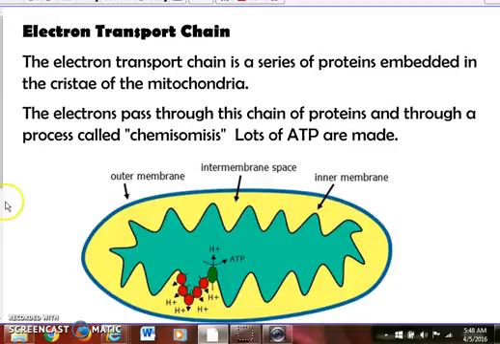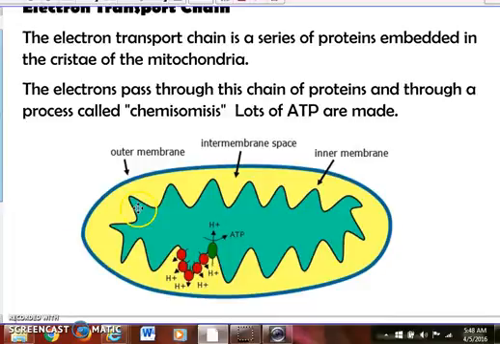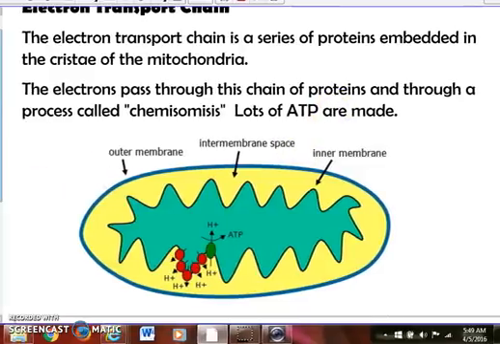Alright, so the electron transport chain is a series of proteins embedded in the cristae. Remember the cristae when we were talking about the parts of the mitochondria? There are these like little peninsulas that stick out toward the outer membrane. So on these little peninsulas are the cristae, and that's where we have all of these proteins embedded, and those proteins act like an electron transport chain. So as the electrons pass through the chain of proteins, we call this process chemiosmosis. And this is where lots of ATP are made.